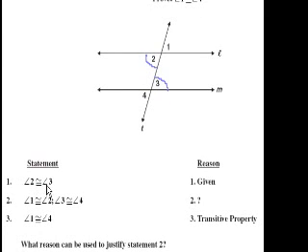So let's see. Statement 1, angle 2 is congruent to angle 3. That's given. I drew that already up here. Statement 2, angle 1 is congruent to angle 2. Angle 3 is congruent to angle 4. So they're saying that angle 2 is congruent to angle 1, or angle 1 is congruent to angle 2. That's right there. And that angle 4 is congruent to angle 3. Fair enough. And they ask, what's the reason that you could give?